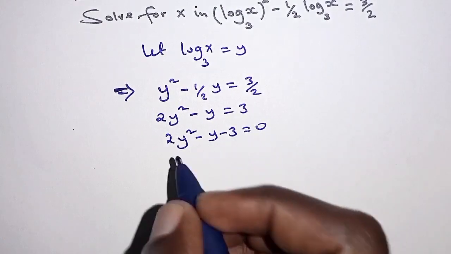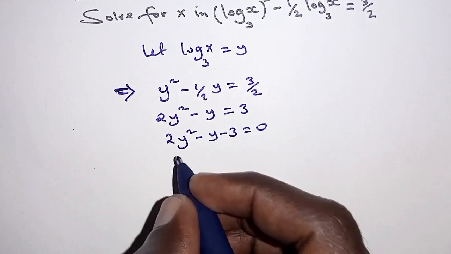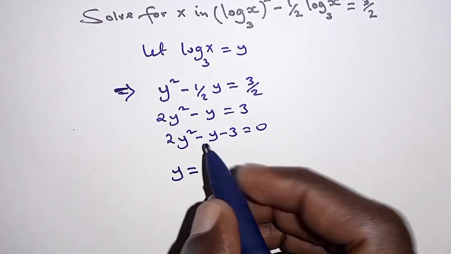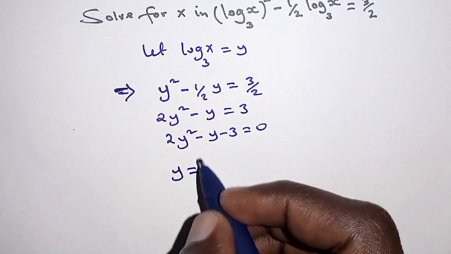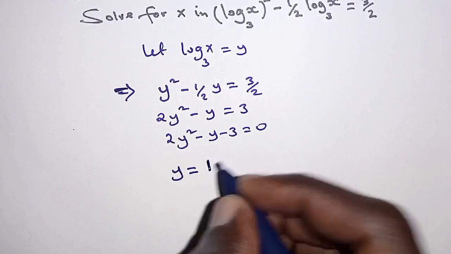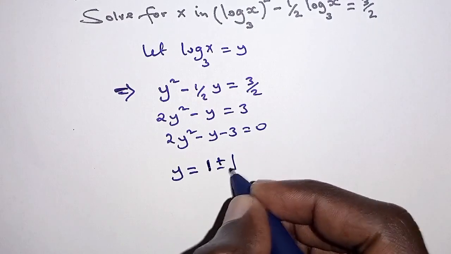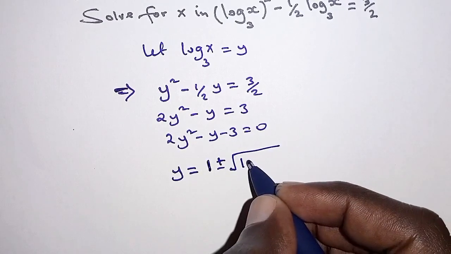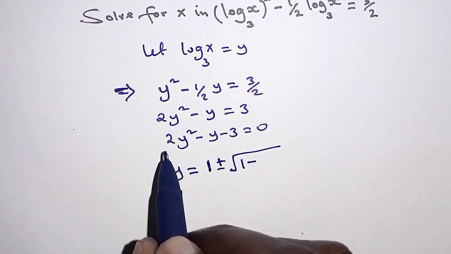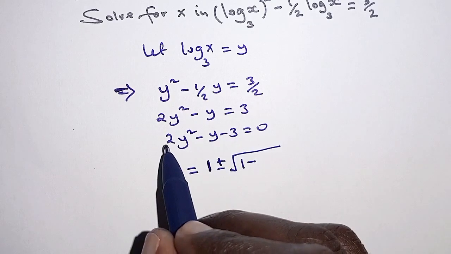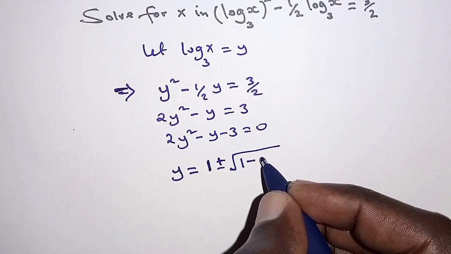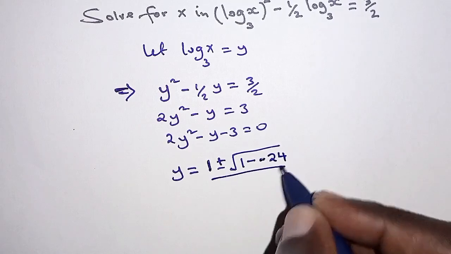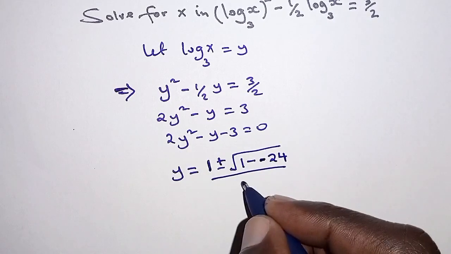It's a quadratic equation, so I'm going to apply the quadratic formula, and therefore y will become minus b, and b here is -1, so minus -1, that is 1, and then we have plus or minus the square root of b squared, and b is -1, so -1 squared is 1, minus 4 times a times c, a is 2, c is -3, so 4 times 2 times -3, that gives us -24. And then we'll have that all over twice a, a is 2, so 2 times 2 is 4.